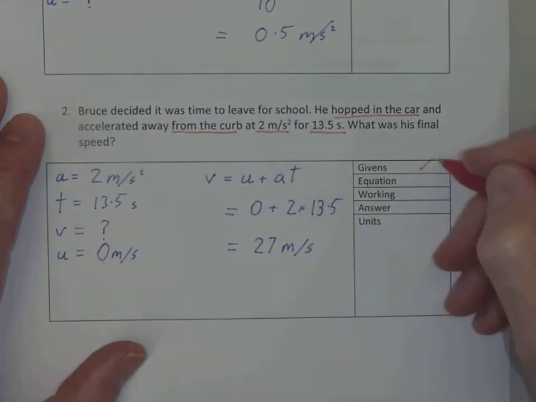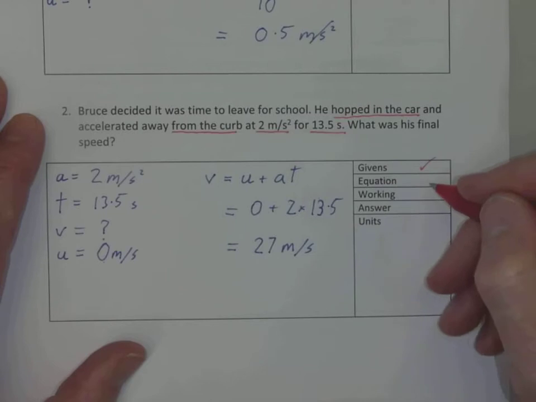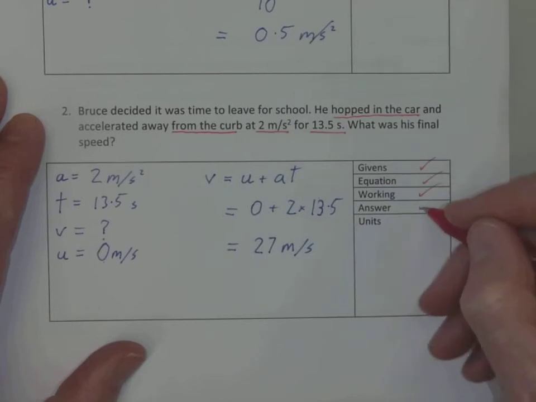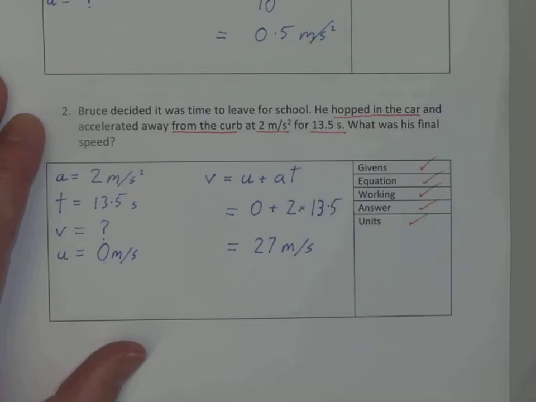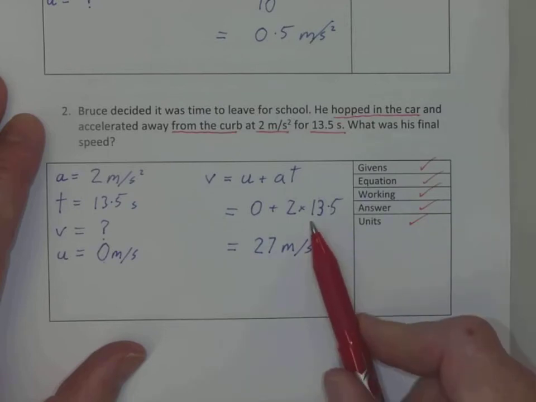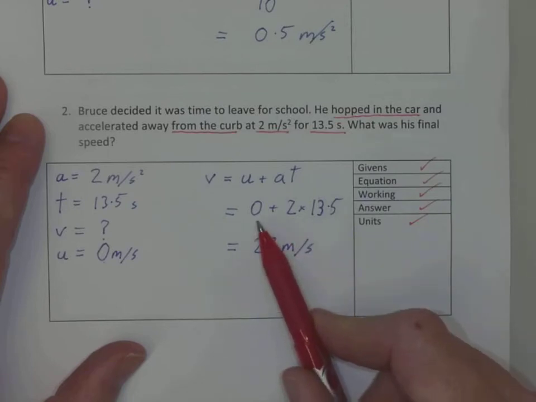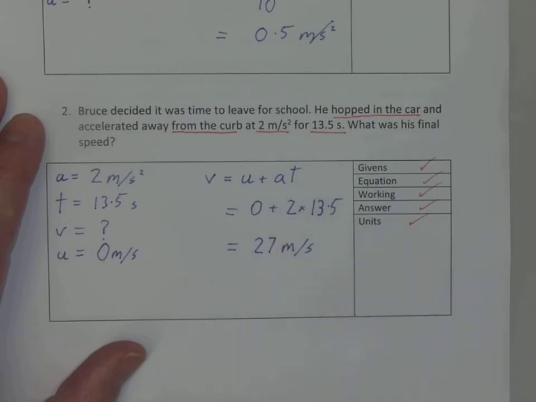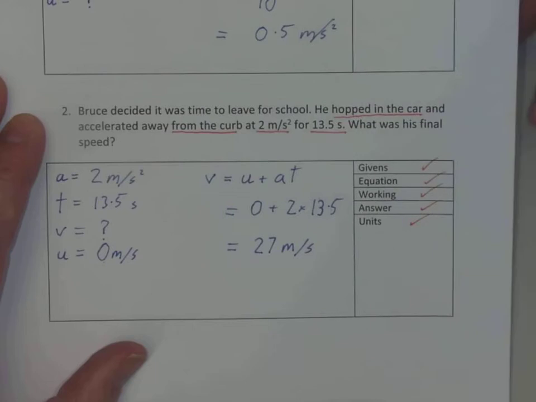So we've got givens are listed. We've shown the equation we're going to use. I can see my working. I can see my answer and units. I've remembered my BIMDAS, so I've gone for the multiplied, although, quite frankly, there was no issue there because it was 0 plus. Okay, let's try another one.